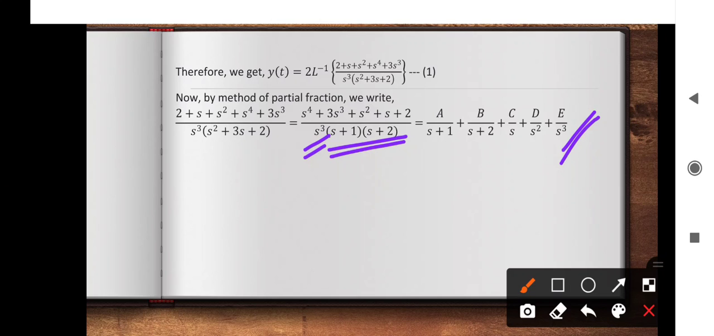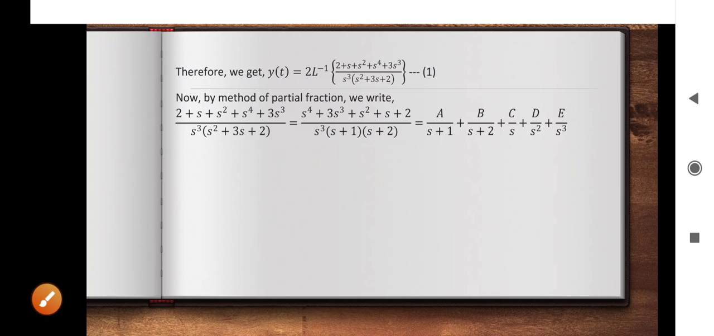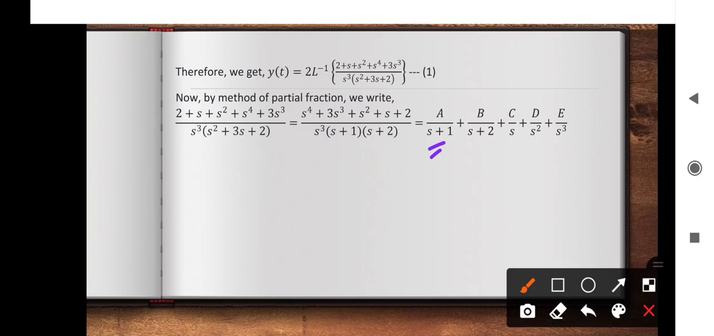So for the first non-repeated factor we can write A upon s plus 1. For the second non-repeated factor we can write B upon s plus 2, and now C upon s plus D upon s square plus E upon s cube. These 3 terms are written for the repeated linear factor s with degree 3. So when you get degree 3 here, you have to stop writing the partial fractions.